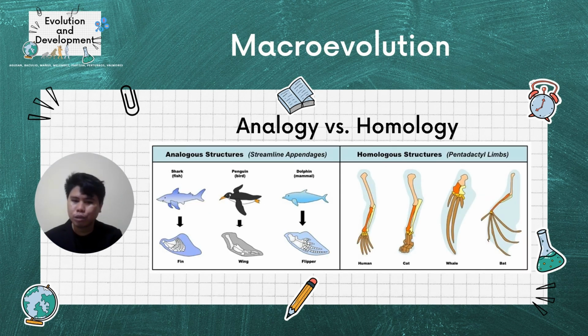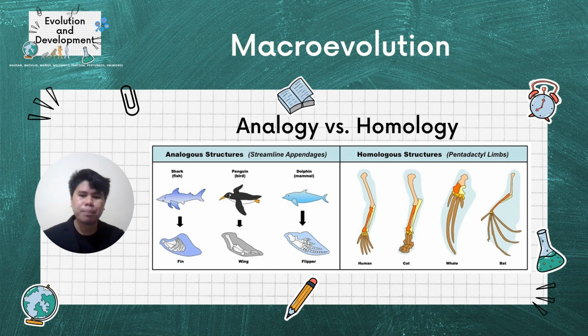In relation to evolution and developmental biology, we look into homology and analogy to describe similarities in different organisms, or rather in the development of different organisms. So homology here refers to similarities in the developmental patterns that are shared between organisms because they have this shared ancestry.